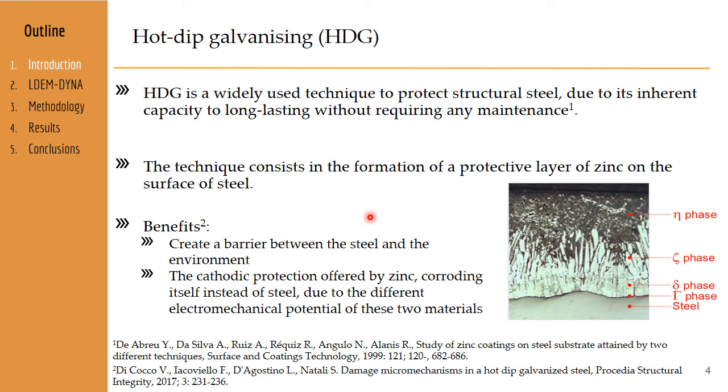So, hot dip galvanizing is a widely used technique to protect structural steel due to its inherent capacity to last long without requiring any maintenance. The technique consists in the formation of a protective layer of zinc on the surface of the steel. The benefits of this technique are that it creates a barrier between the steel and the environment, and the cathodic protection offered by zinc corroding itself instead of the steel due to the different electrochemical potential of these two materials.